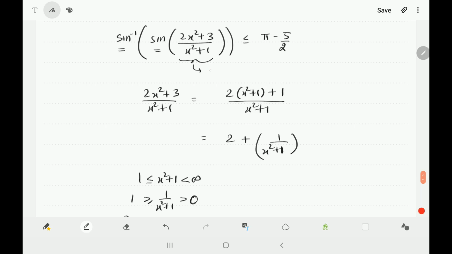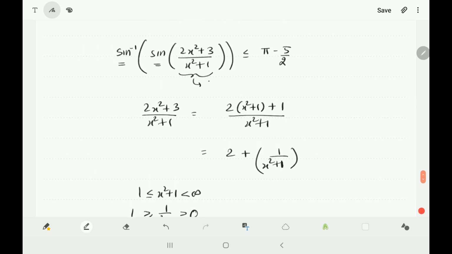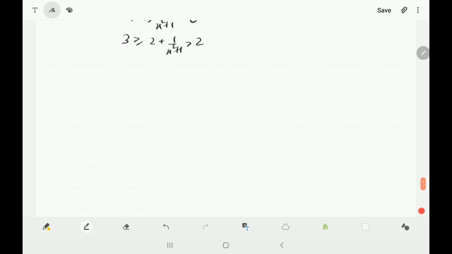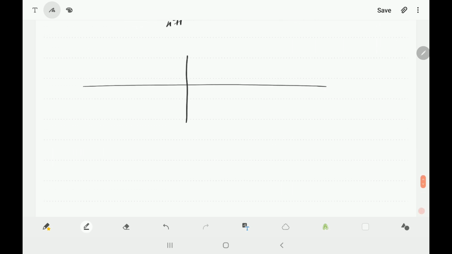So these values lie between 2 and 3, which are obviously greater than π/2 but less than π. If you consider this term as theta, then theta is from π/2 to π. So we have to draw the graph of sine inverse sine theta. From minus π/2 to π/2, the function is theta only. If you draw the graph of sine inverse sine x, from π/2 to 3π/2 the function is like this. The output is minus x plus π, so it will be π minus theta.